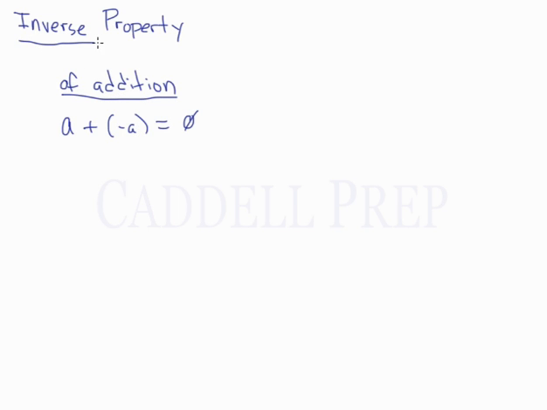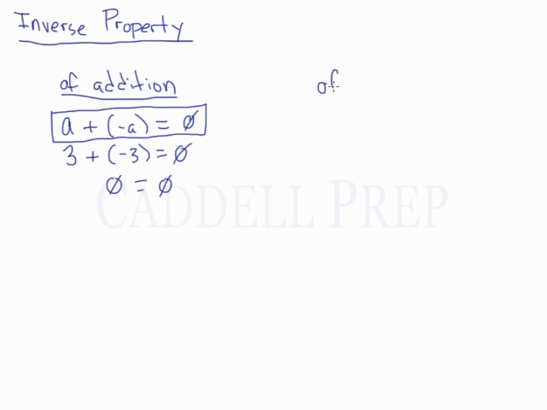It's called the inverse property because we're adding, but we have positive a. So the inverse, or the opposite, of positive a is negative a. So a plus negative a is 0. So, for example, 3 plus negative 3 equals 0. It's the inverse property of addition.